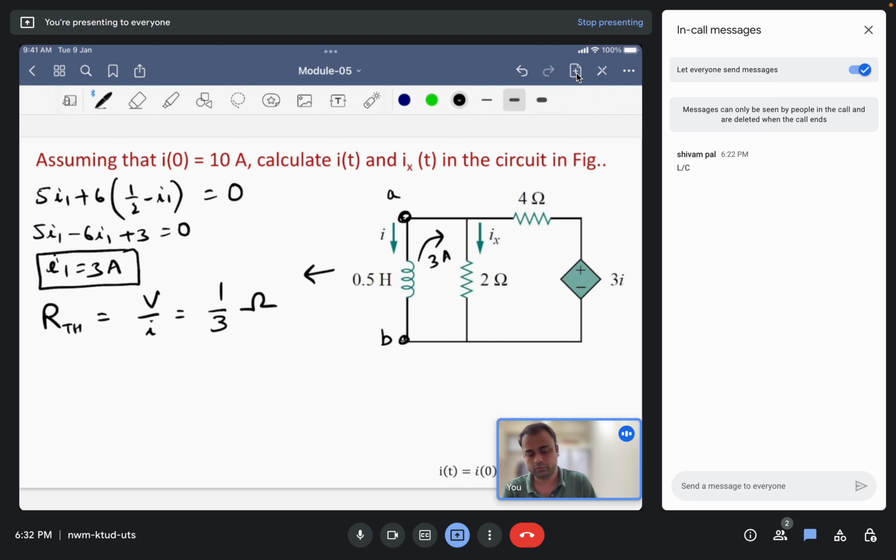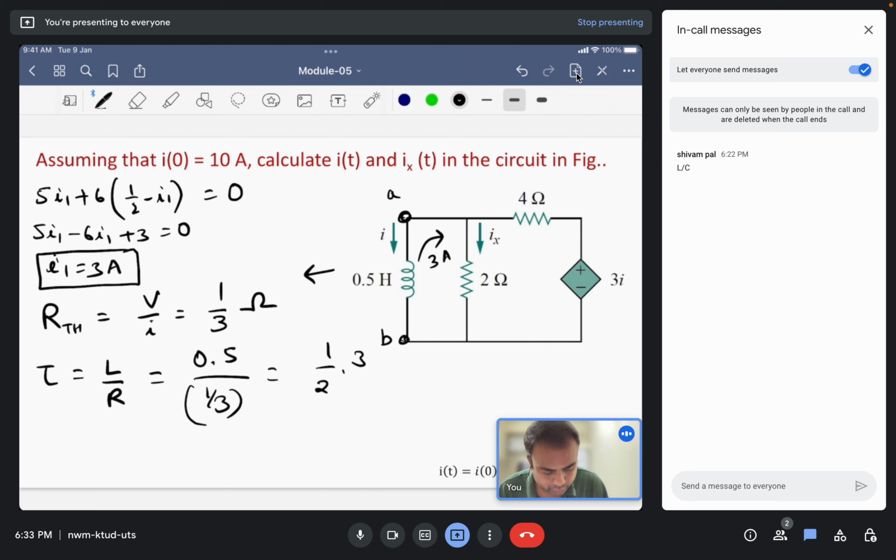The time constant tau is L by R. L is given as 0.5 and R we have calculated as 1 by 3. What will be the time constant for the circuit, tau? Has anyone calculated the time constant? Simplifying this relation, this will become 1 by 2 and the 3 will go upwards. So this will become 1.5 seconds, the time constant of the circuit.